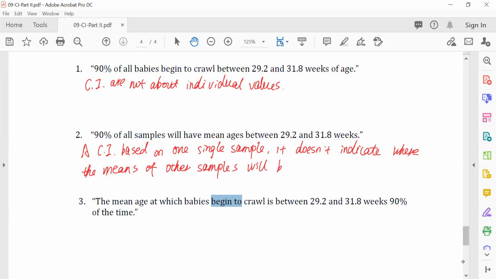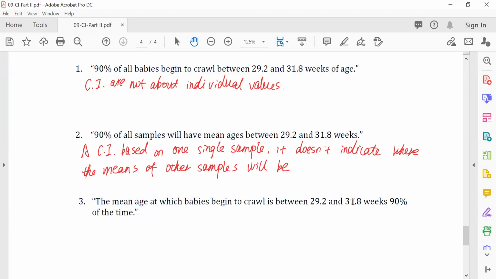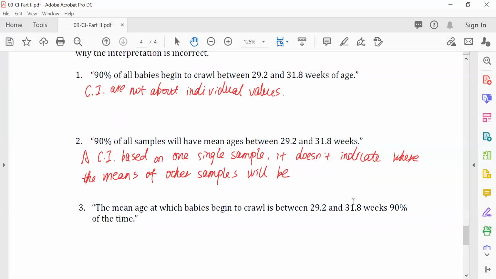Okay, what about the last one? Why is the last one wrong?